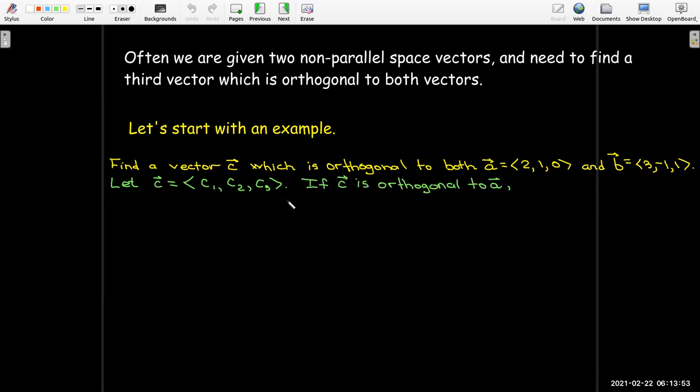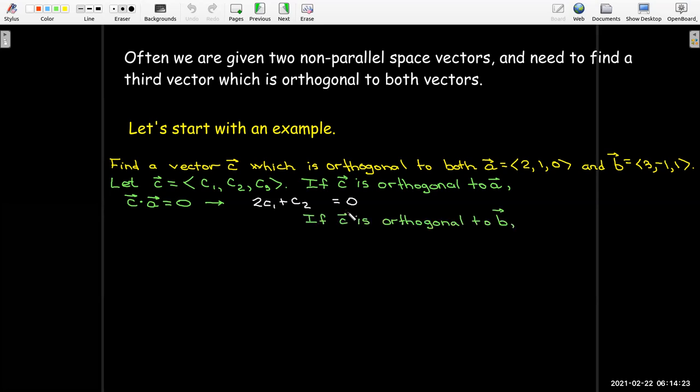If C is orthogonal to A, then the dot product C dot A must equal 0. So using those components, C dot A would be 2 times C1 plus 1 times C2 plus 0 times C3. So I get the equation 2C1 plus C2 equals 0. Let's do the same thing with the B vector. If C is orthogonal to B, then the dot product C dot B must equal 0. So again, forming the dot product with the C vector, I'll get a new equation involving C1, C2, and C3.